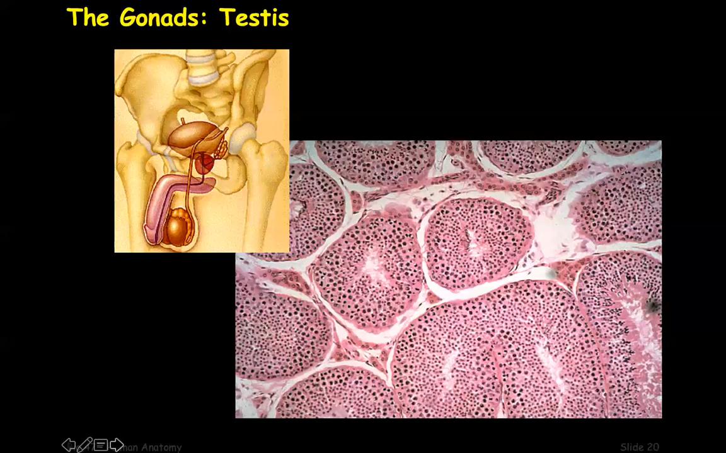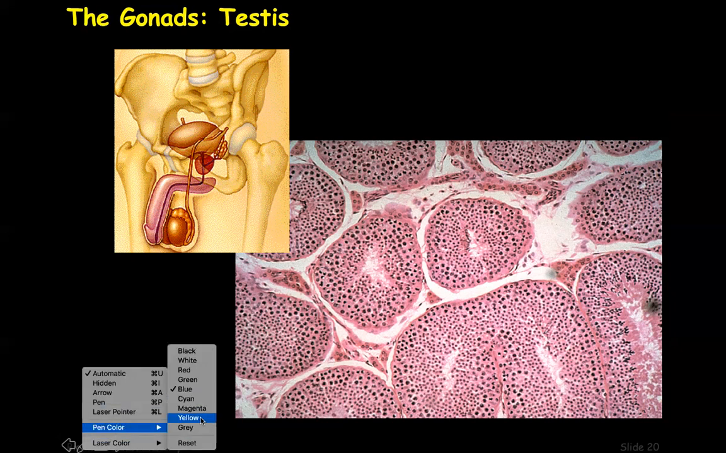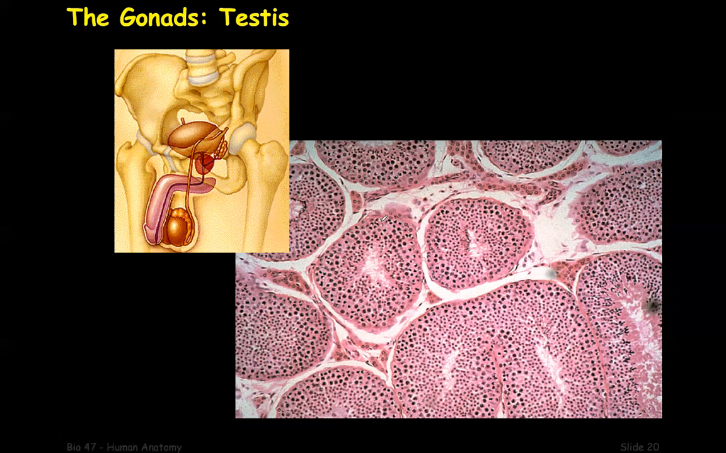The next ones to know are the gonads. The first one is the testes. The testes are located in the scrotum, and they're functioning to make sex cells as well as testosterone. And the cells that are responsible here are the seminiferous tubules. So if you see something that's organized around a center point like this, this is all the seminiferous tubules that are responsible for making sperm.